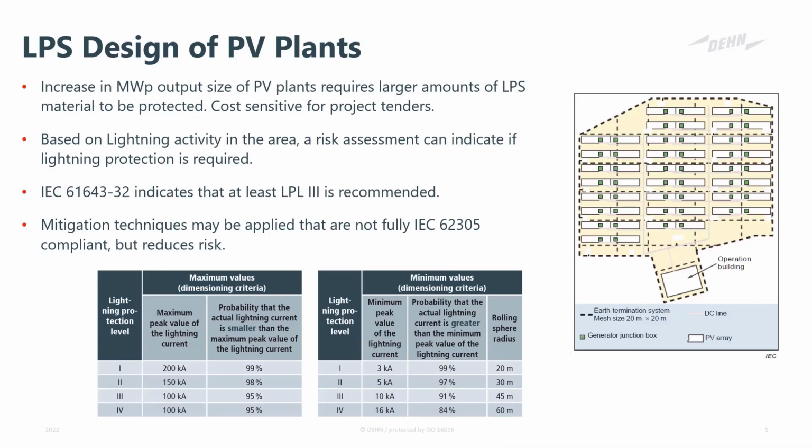And with this, when renewable companies go to tender for a project against other companies, they tender with a cost per kilowatt peak value. So it could be US dollar per kilowatt peak, or in South Africa it's rand per kilowatt peak. And that's how they get awarded the tender. One of the biggest drivers is the cost per kilowatt peak. If you add lightning protection or surge protection, that affects that cost per kilowatt peak.